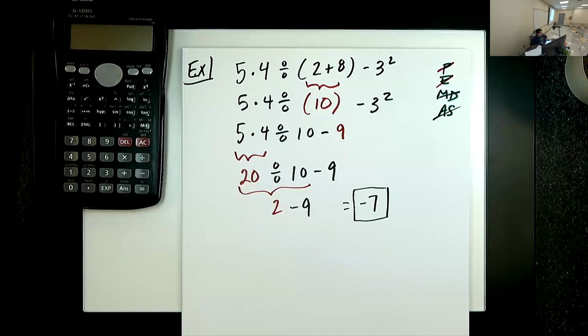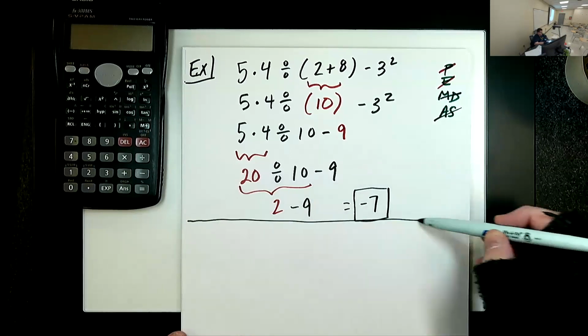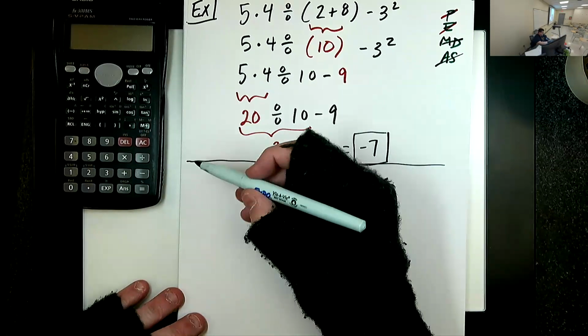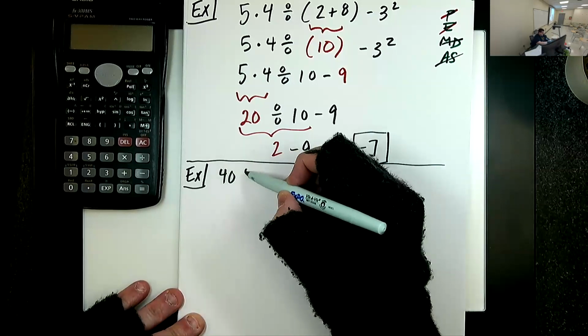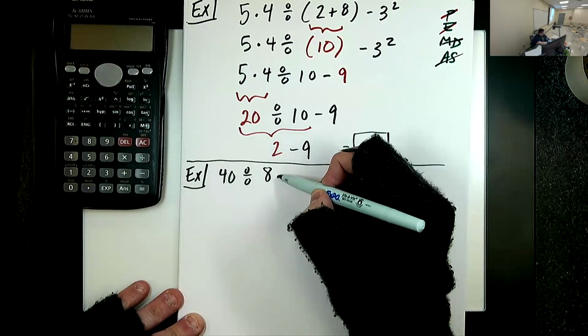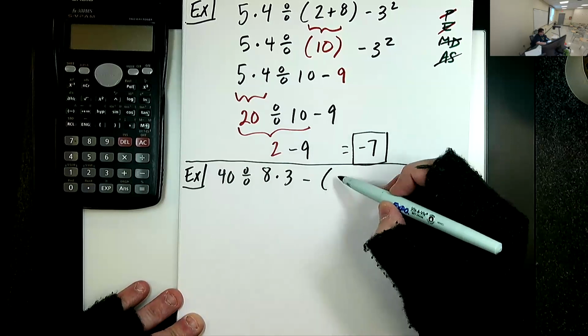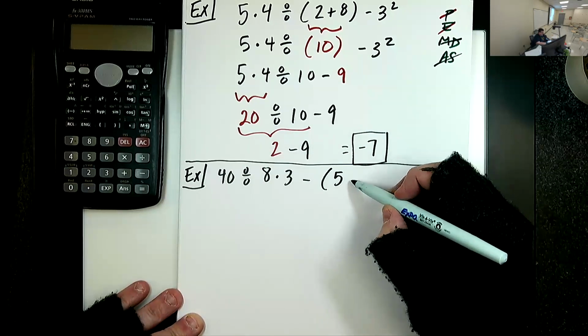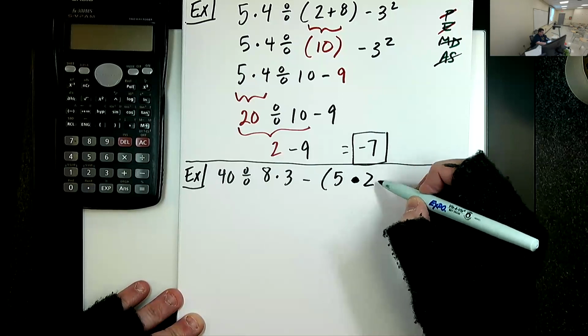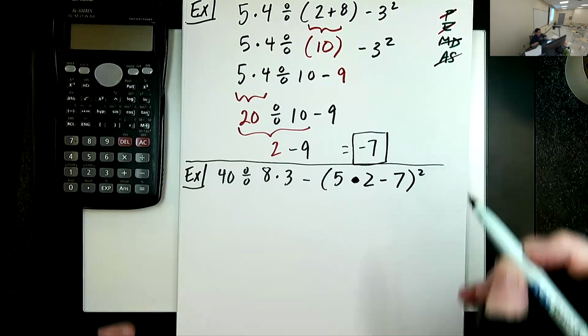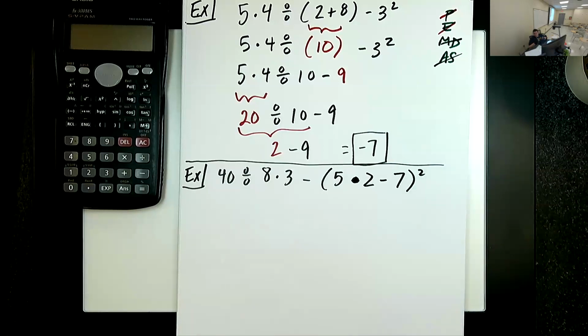You guys ready for more? You guys ready to do one? I got 40 divided by 8 times 3 minus parentheses 5 times 2 minus 7 squared. Go ahead and take a few minutes to do that, then we'll do it together.